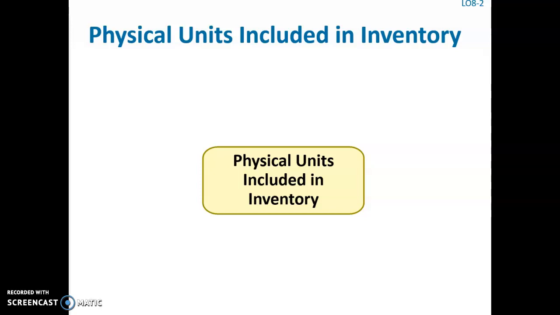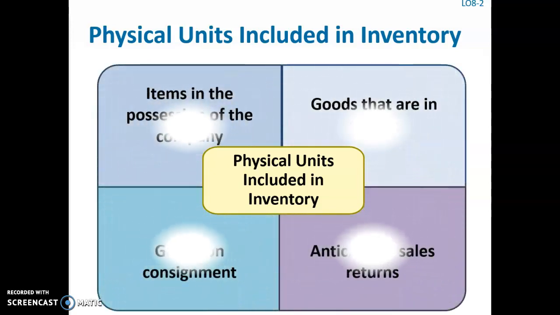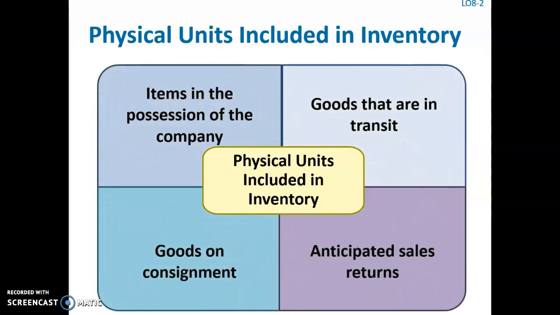In this video, we'll talk about which physical units of inventory a company should include or exclude from their inventory at the end of an accounting period. I think this section will be easier if you keep in mind that a company should include all items of inventory that they own at the end of an accounting period. That means you simply need to determine which items of inventory are owned by the company and which items are not owned by the company.